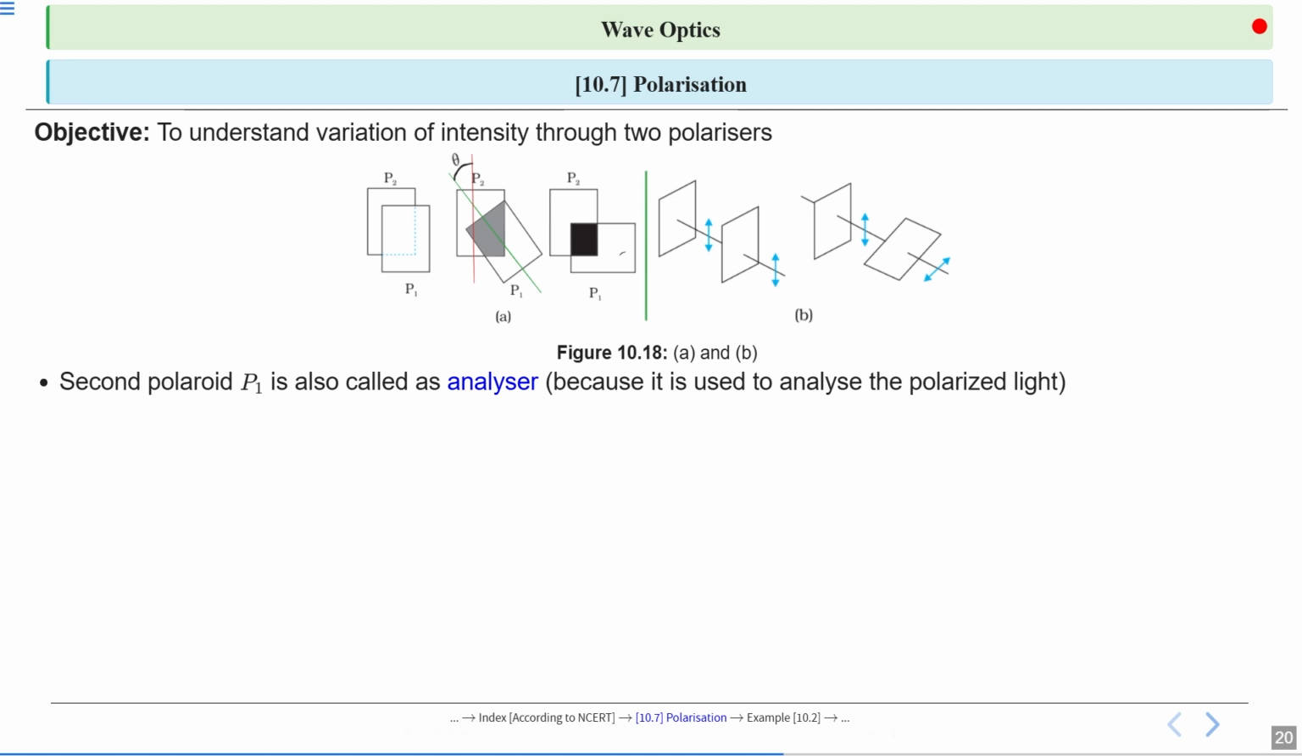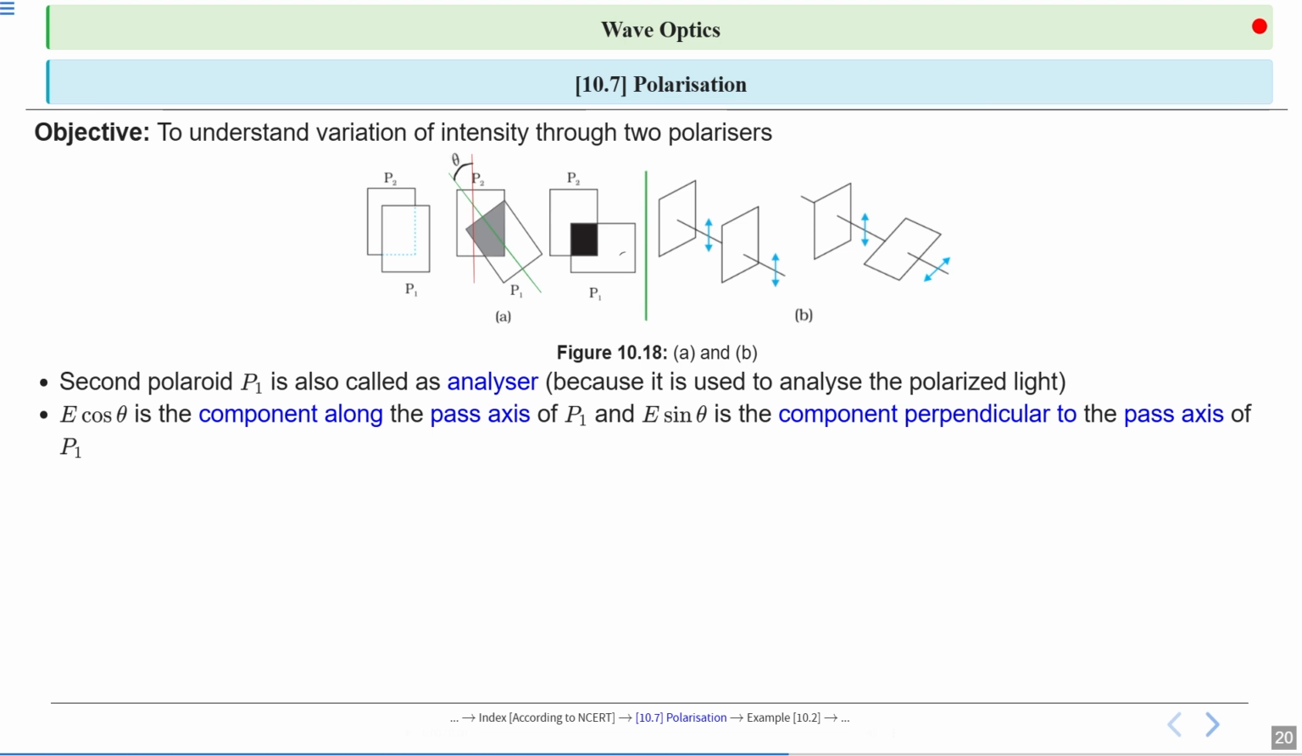This is because it helps us analyze the properties of polarized light. The analyzer plays a crucial role in determining the intensity of light that passes through, so it's important to understand its function. Let's break down the components of the electric field E. The component E cos theta aligns with the pass axis of P1, and E sin theta is perpendicular to the pass axis of P1. This distinction is key to understanding how the light's intensity is affected as it passes through the analyzer.